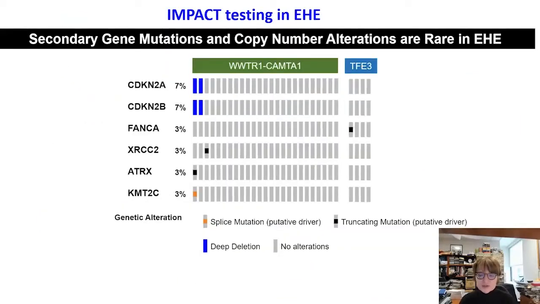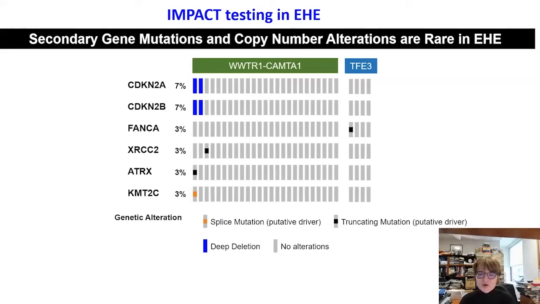Okay, so let's look to see about the EHE samples at Sloan Kettering. Here is an oncoprint that summarizes the EHE samples that have been tested by Impact. This is targeted DNA sequencing that includes about 500 cancer genes, and you can see here that only a small subset, about 12% of EHE samples, show a second site genetic mutation, either a P16 deletion or an ATRX mutation and so forth.